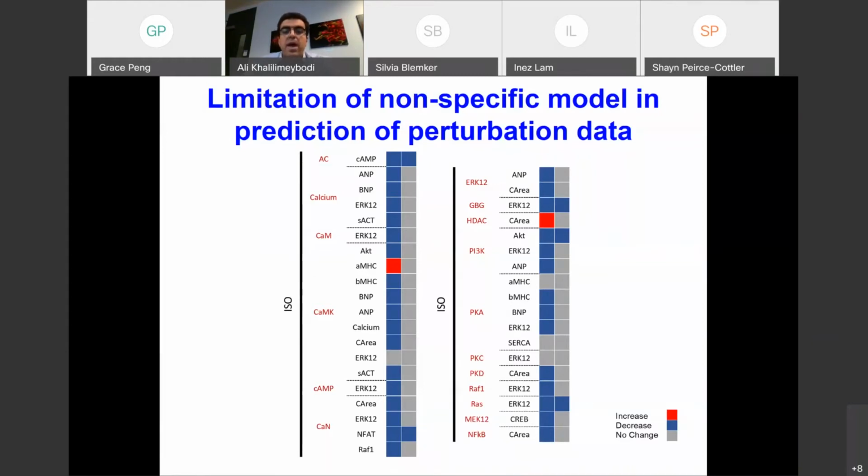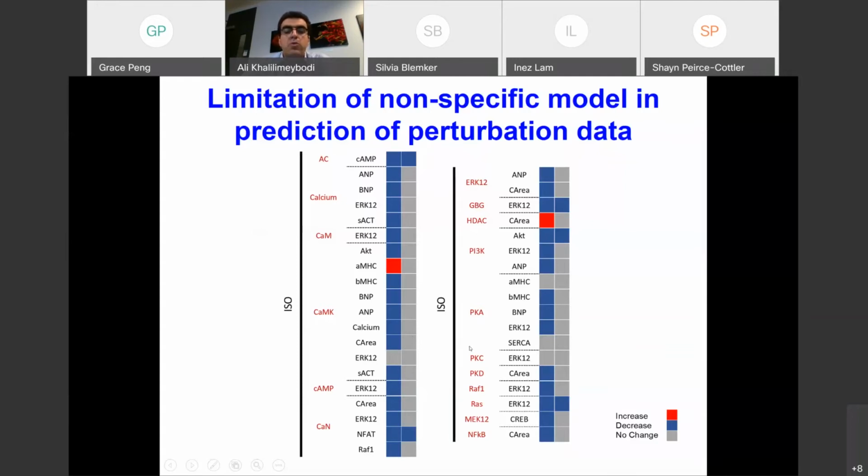As you can see, for example, for isoproterenol-induced hypertrophy, the current model, because it's a non-specific or general model, cannot predict the effect of different component inhibition and its effect on the output or other signaling components of the model.